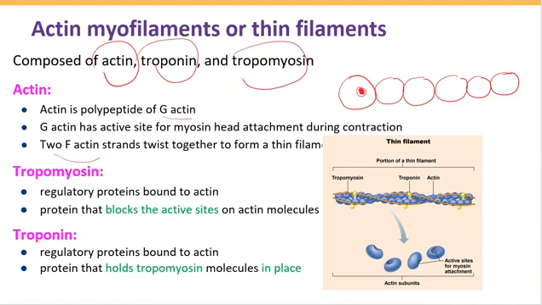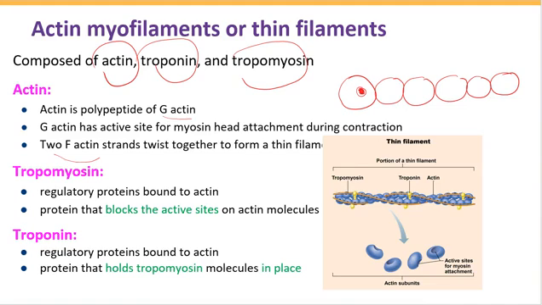So as you can see here, tropomyosin's job is to cover the active site on the actin molecule, which means that when the muscle is not contracting and is relaxed, the myosin head cannot bind to the binding site of actin. So tropomyosin's job is to block the active sites on the actin molecule. Then during muscle relaxation, myosin is not going to be attached to the actin molecule.